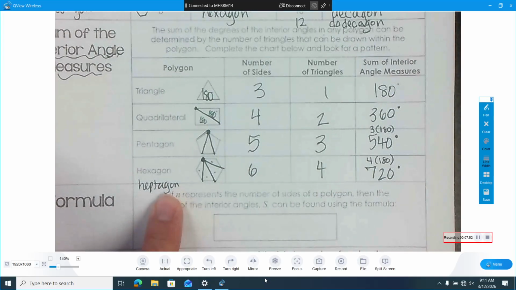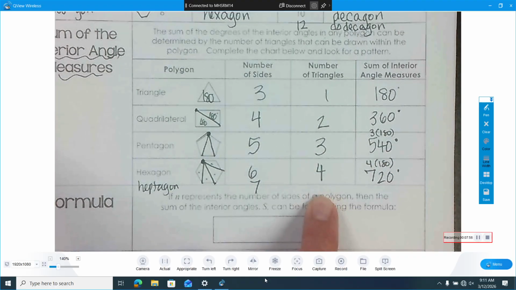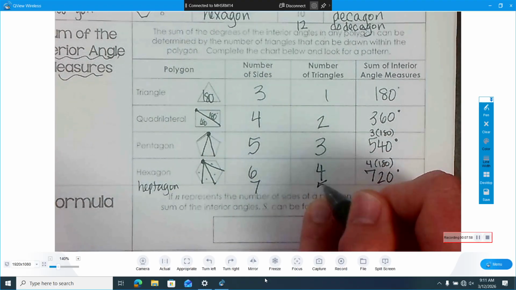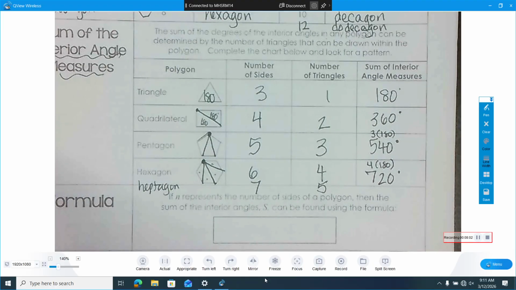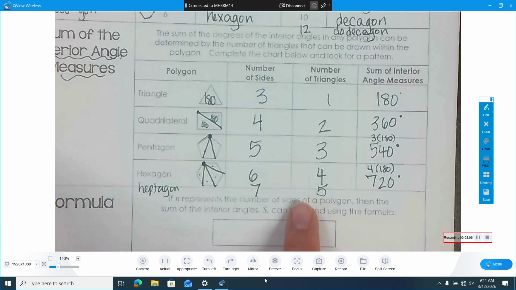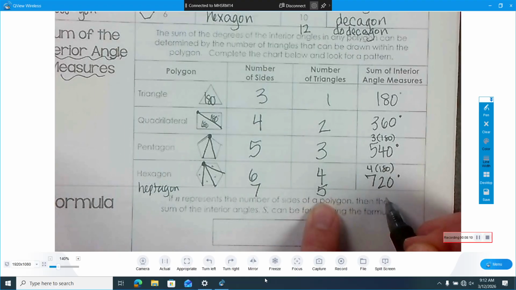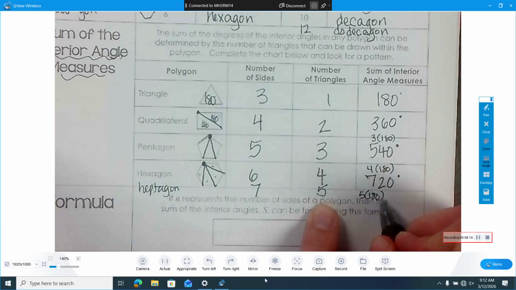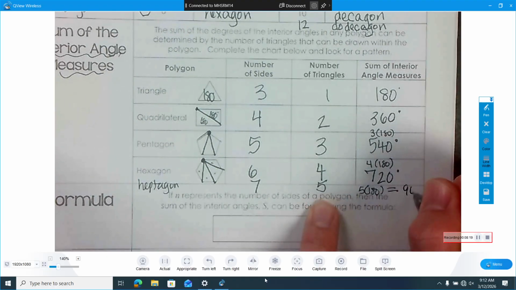What if we had a heptagon? How many sides does a heptagon have? 7. How many triangles is it going to have? 5. Okay. What's the pattern here between the number of sides and the number of triangles? The triangles are 2 less than the number of sides. Very good. And so to figure out the degrees, all I have to do is 5 times 180, and that's going to give me what? 900. Okay.